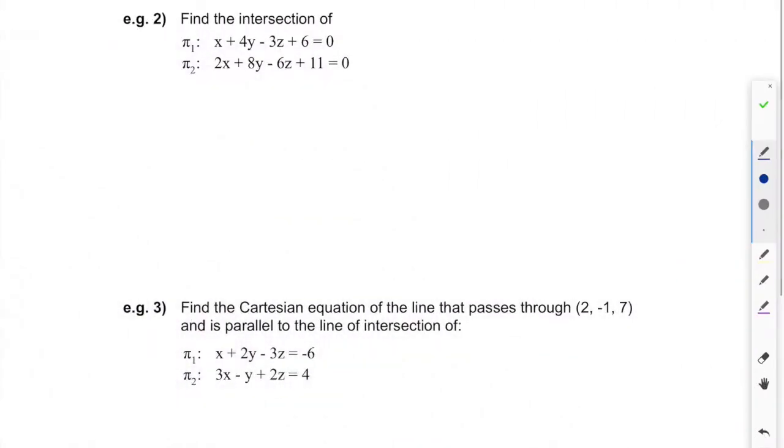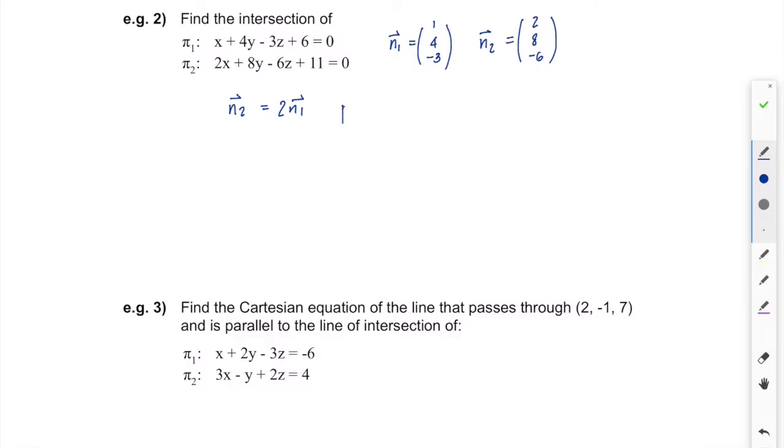Let's take a look at example 2. We're going to find the intersection of pi 1 and pi 2. So n1 is (1, 4, -3) and n2 is (2, 8, -6). Indeed, I can write n2 as 2 times n1, which indicates that we have parallel planes.